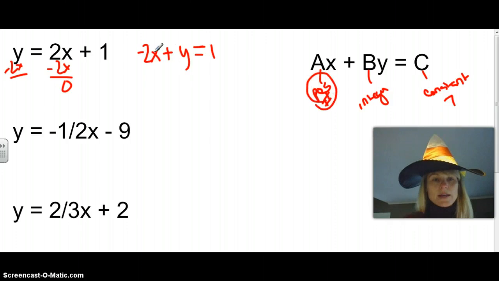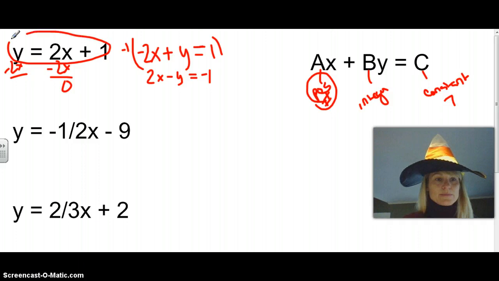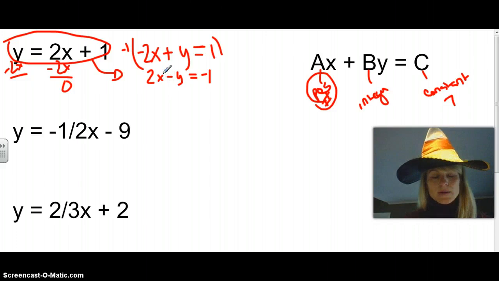Now the only problem is this rule right here. This number in front of x needs to be positive. So the only thing we're going to do real quick is just multiply everything by -1. So negative 2 times -1 is positive 2x. -1 times y would give you negative y, and then -1 times 1 gives you -1. So this is the slope-intercept form, and then I changed it into standard form. Okay, anything that's in standard form where x has an exponent of 1 and y has an exponent of 1 makes a linear equation. So you have to be able to go back and forth between these two.